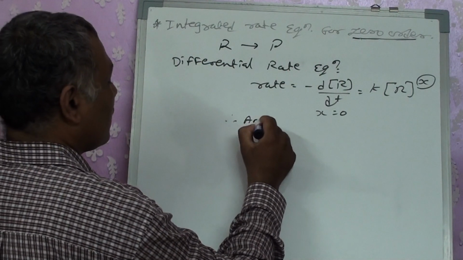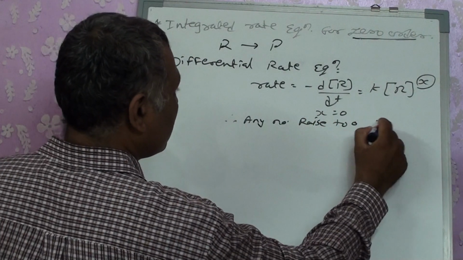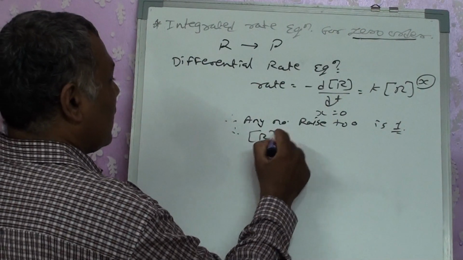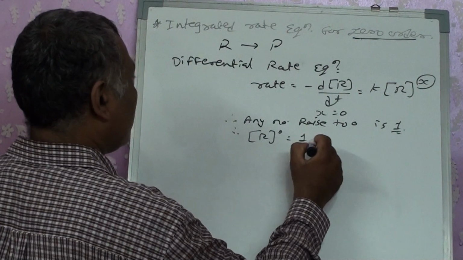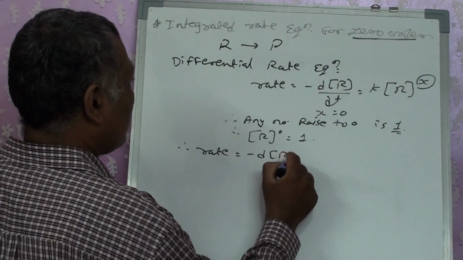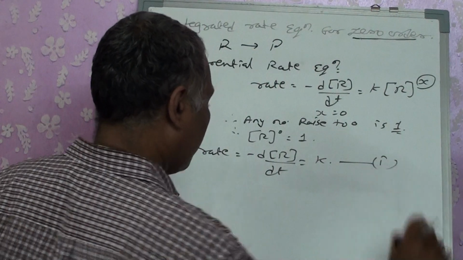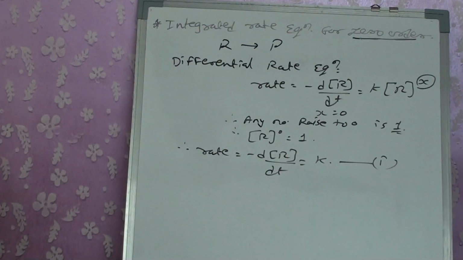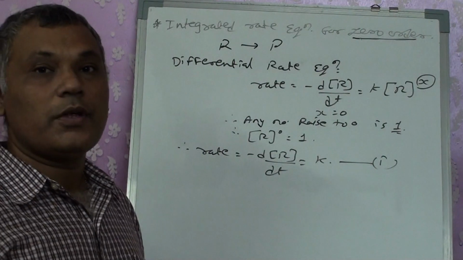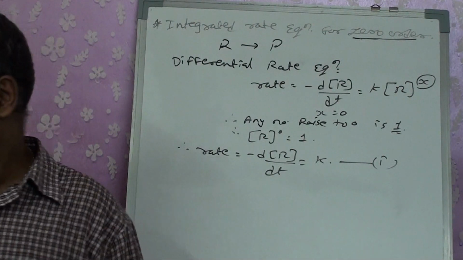Therefore, any number raised to 0 is 1, so [R] raised to 0 equals 1. Therefore, we get rate, minus d[R] by dt, equals k. We are getting the differential rate equation in the format minus d[R] by dt equals k. Now we want to go for the integration of this.